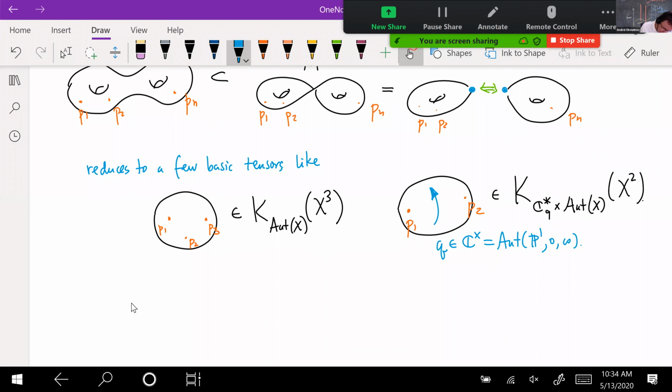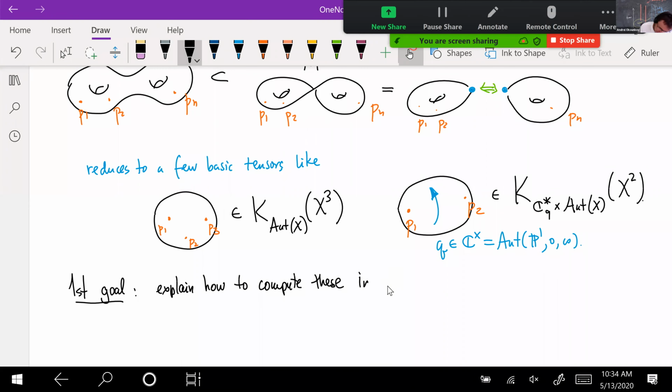So one of the goals of the course, the first goal, is to explain how to compute this, or identify this in terms of some geometric representation theory.